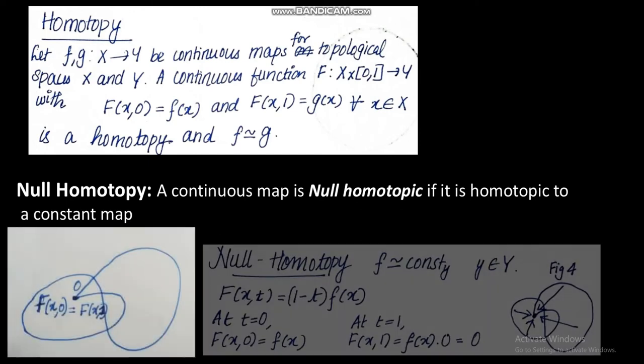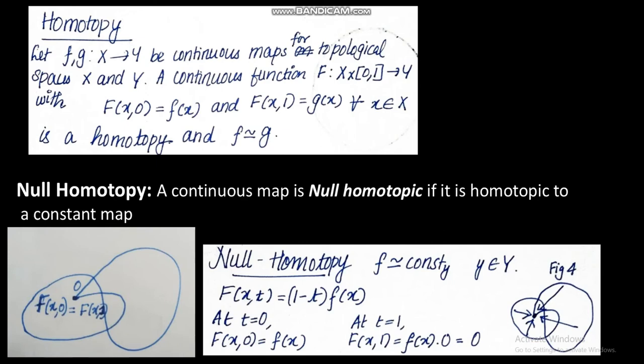Take the given loop based at the origin. If we include the interior of the loop, the whole of figure 4 can be squished to the origin, which is the darkened point. Here, we define capital F of x, t as 1 minus t times f of x, where we get the initial point as small f of x, and the final point as 0, since 1 minus t is 0 for t equal to 1. And hence we get that f is homotopic to 0. So small f is homotopic to 0, which is a constant map.